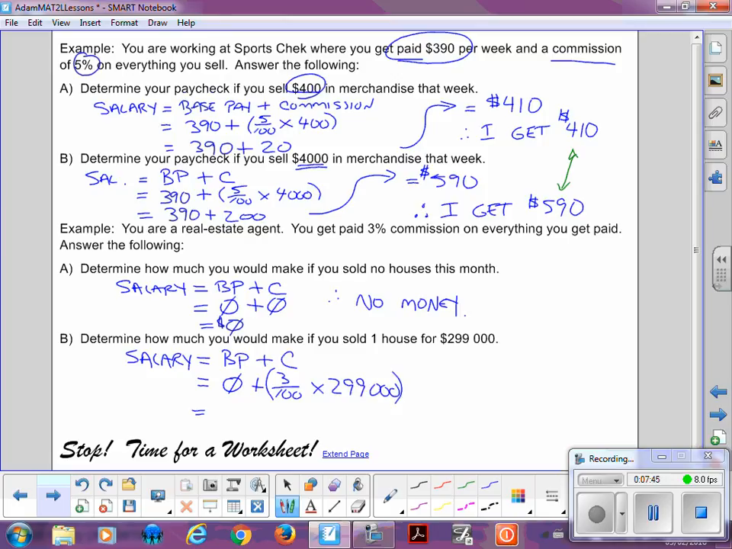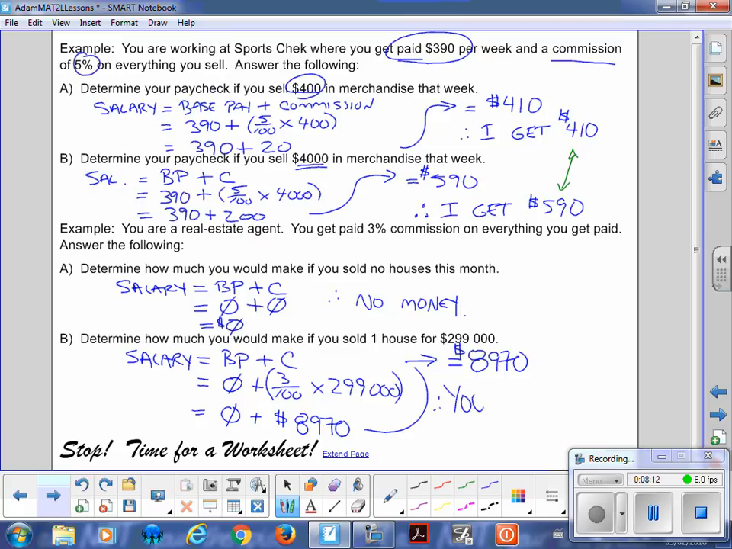All right. So 3 divided by 100 is 0.03, multiplied by 299,000. Make sure I have enough zeros. That is 8,970. So therefore, 8,970 is the answer. So you get close to $9,000 for the sale of the house.